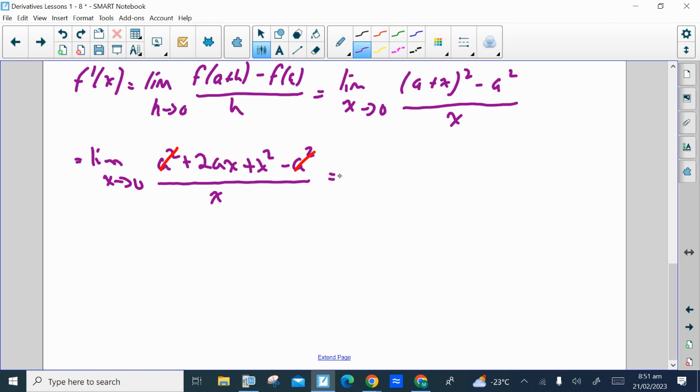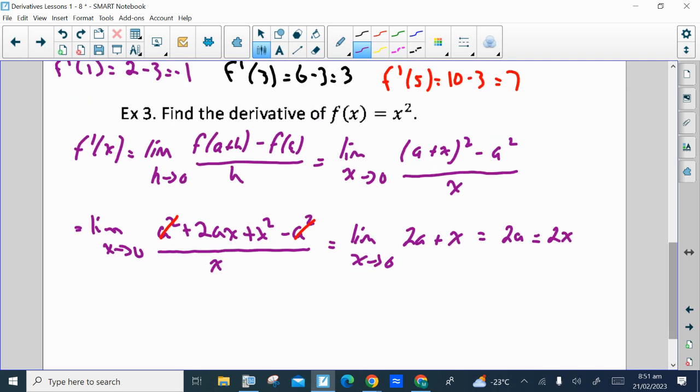And now both terms on top as well as the one on the bottom have an x. So we can divide everything by x. And it'll be 2a plus x, and when x equals 0, I'm just left with 2a or 2x. So the derivative of x squared is 2x.